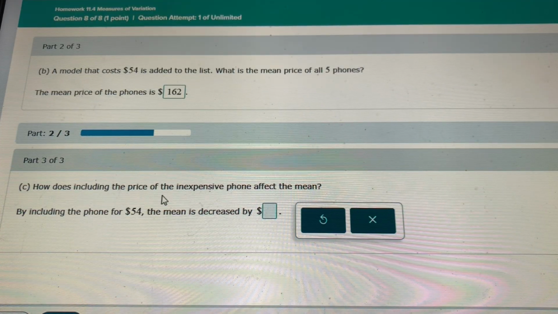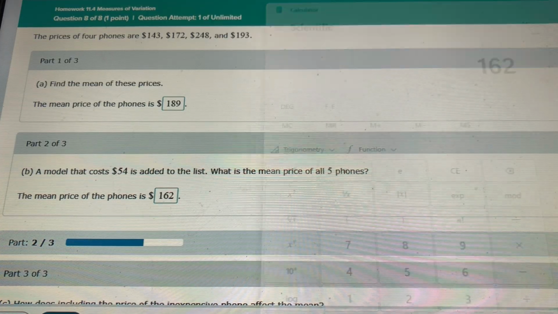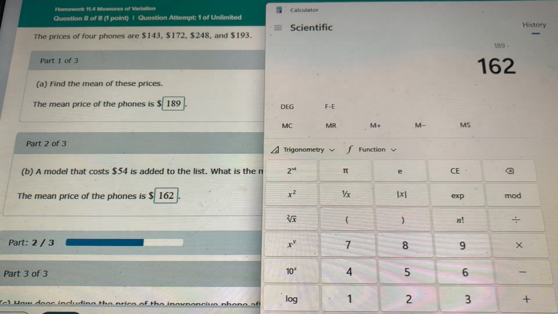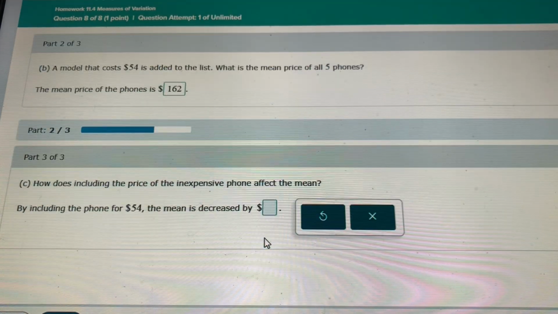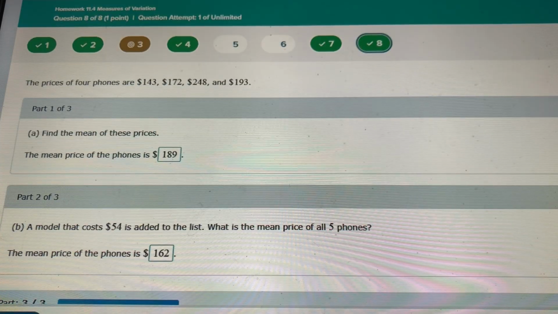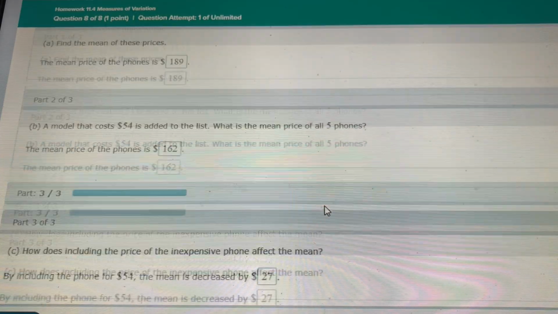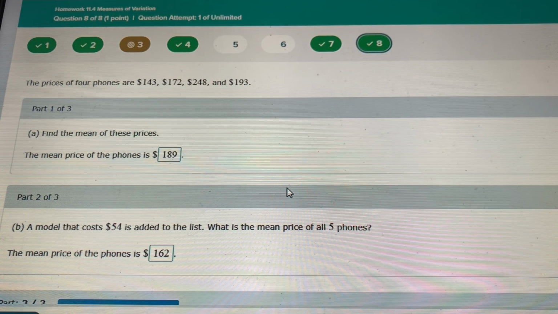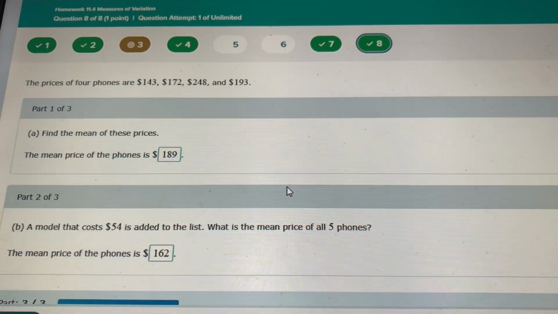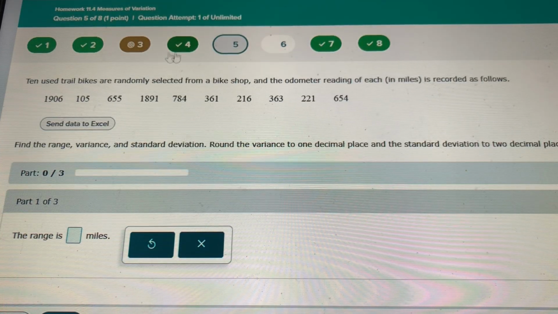How does including the price of the inexpensive phone affect the mean? It made the mean decrease by 27. 189 minus 162 is 27. The average dropped by 27 by adding that cheap phone. Just like your test average can drop if you get a bad one, or it can rise if you get a good one. I don't know why they had this problem in section 11.4, because the mean is actually section 11.3, but that was kind of weird. So there's only 2 problems left.